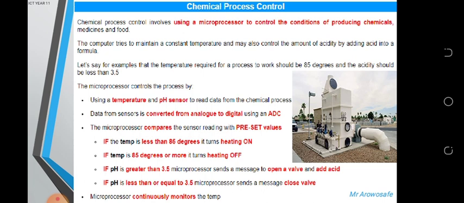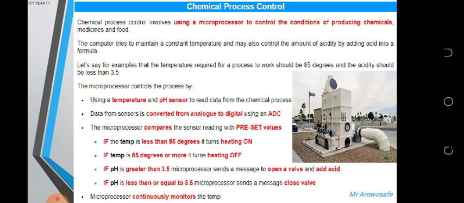Now if pH is greater than 3.5, don't forget that the preset value given here for acidity, which is pH, is 3.5. So if pH is greater than 3.5, microprocessor sends a message or a signal to open a valve and add acid. So it means that acid is not enough here. So the amount of acid here is not enough.